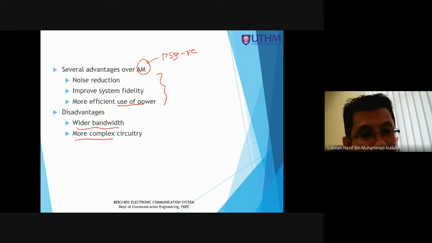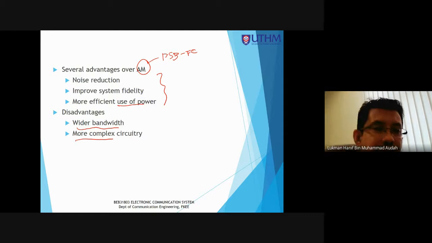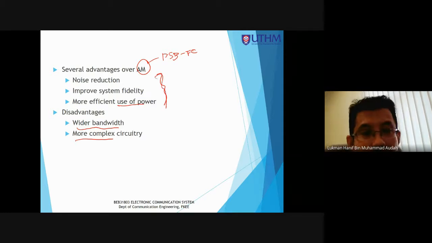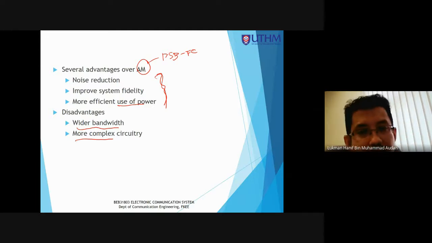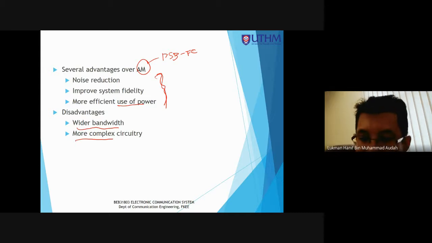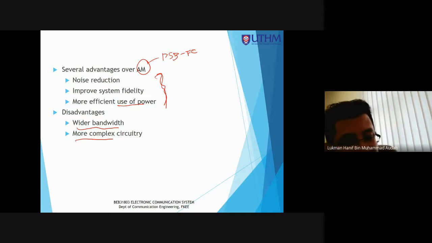So inilah ada pelbagai advantagesnya. So selesai berkenaan dengan chapter 3. Chapter 3 telah habis, baru nak habis pada minggu yang ke-9.